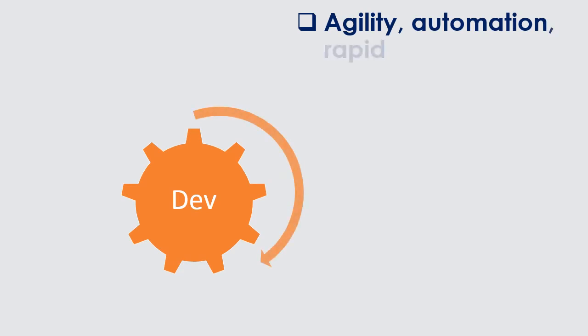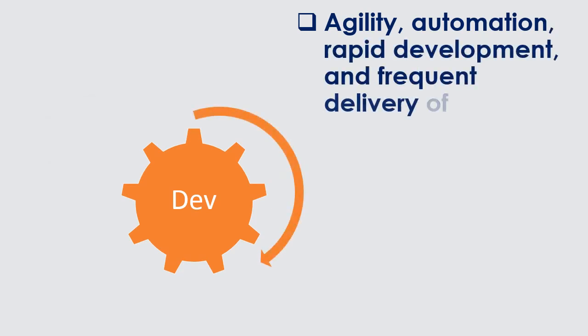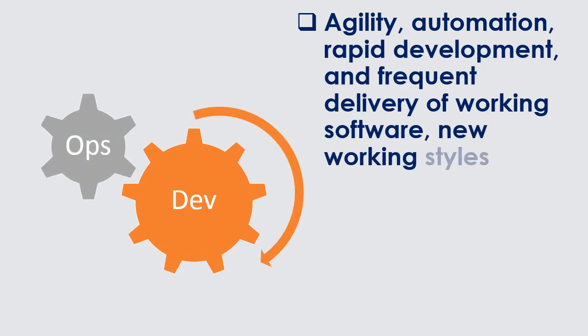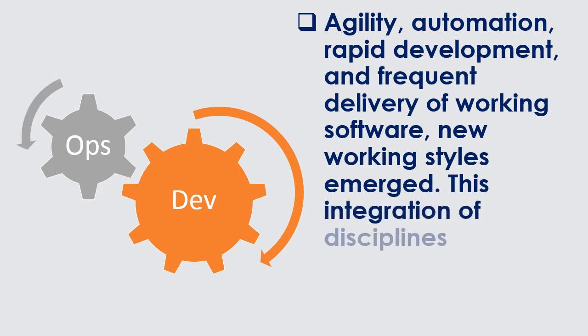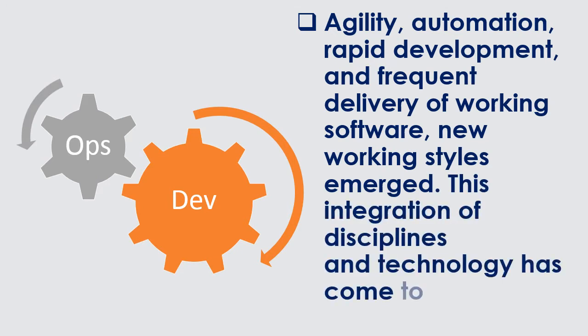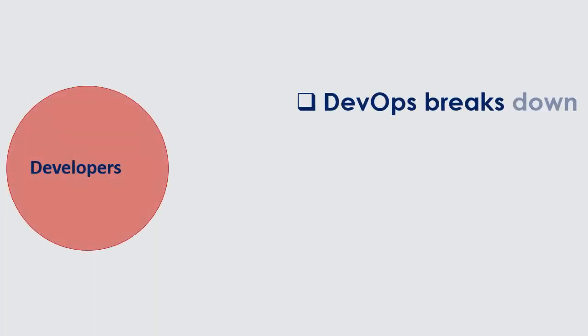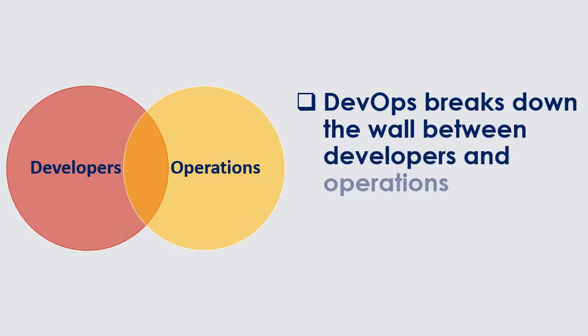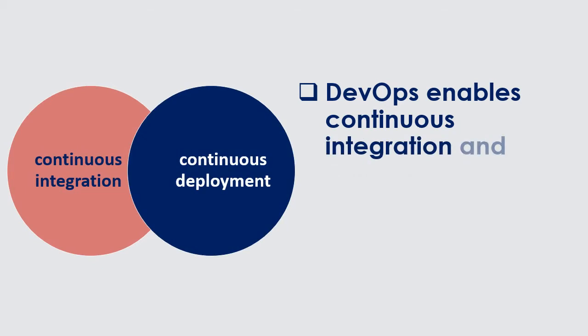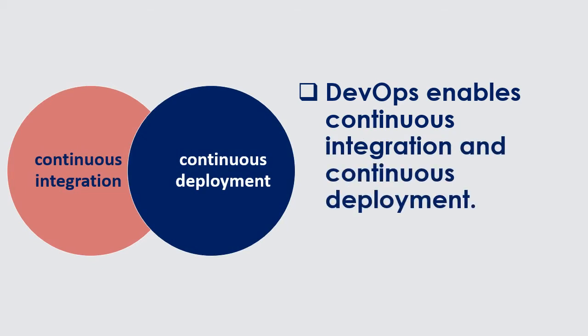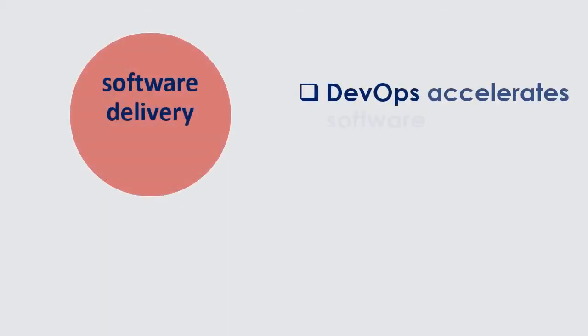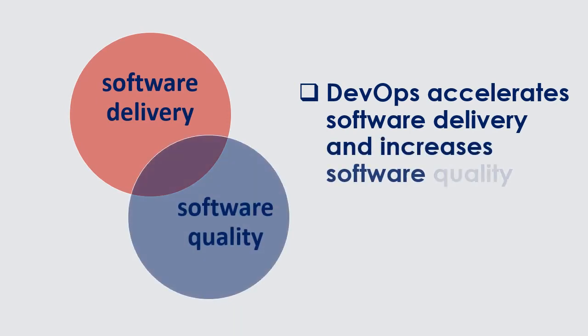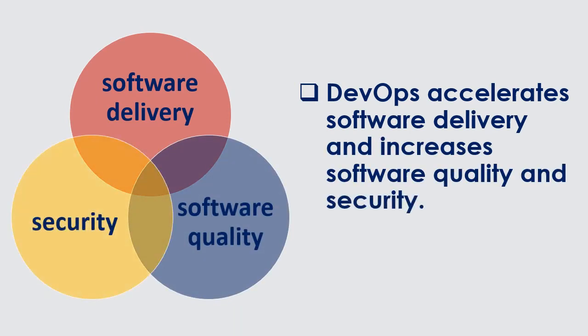With agility, automation, rapid development, and frequent delivery of working software, new working styles emerged. This integration of disciplines and technology has come to be known as DevOps. DevOps breaks down the wall between developers and operations. DevOps enables continuous integration and continuous deployment. DevOps accelerates software delivery and increases software quality and security.